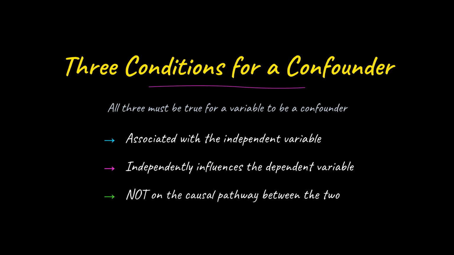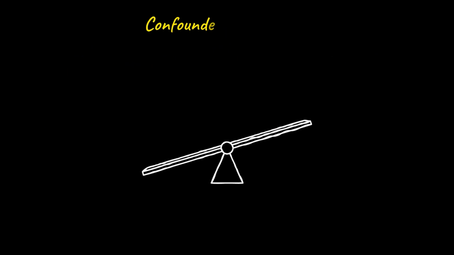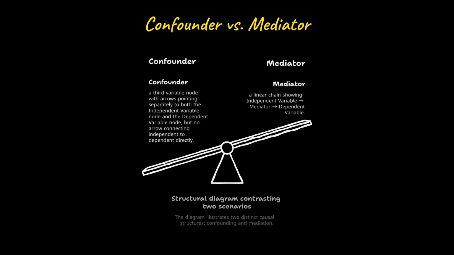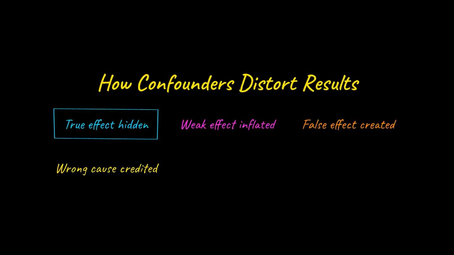Age is a classic example in medical research because older patients differ across dozens of factors that can drive outcomes. The key distinction to remember is between a confounder and a mediator. A mediator sits directly on the causal pathway, and think inflammation, linking a treatment to its outcome. A confounder sits off to the side, distorting what the relationship looks like without being part of how it actually works. Confounders can distort analysis in multiple directions.